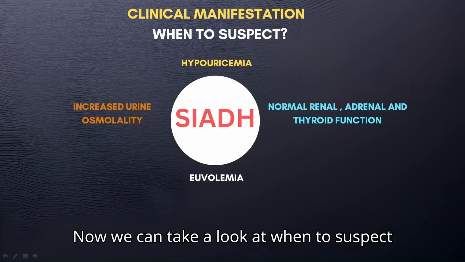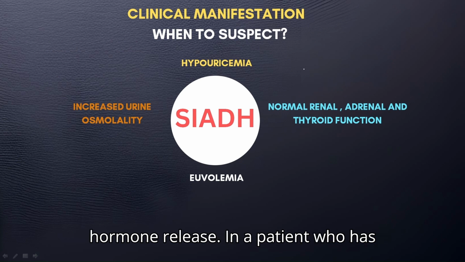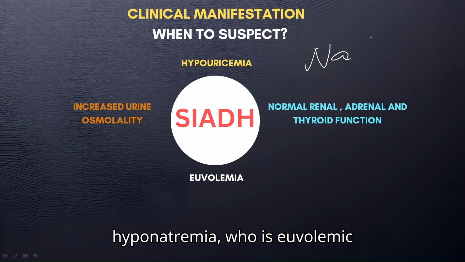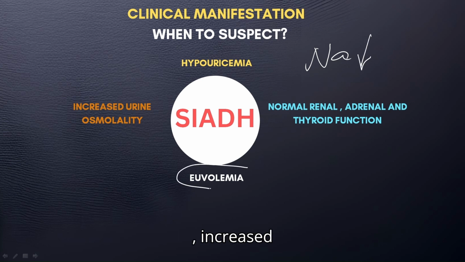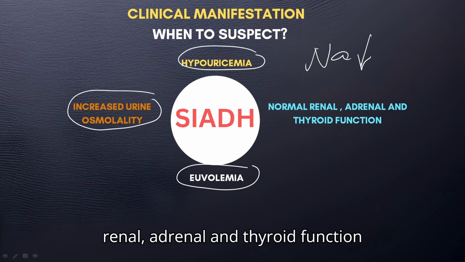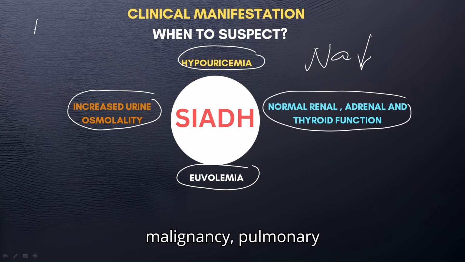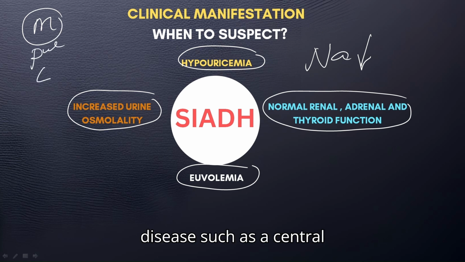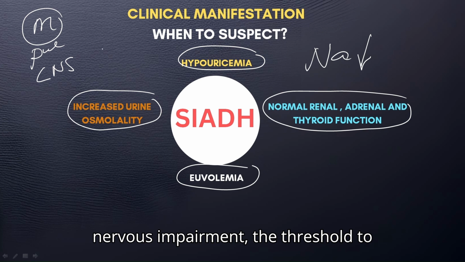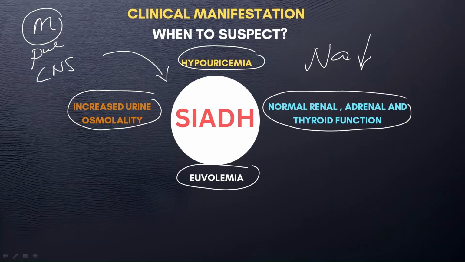Now we can take a look at when to suspect a syndrome of inappropriate antidiuretic hormone release in a patient who has hyponatremia, who is euvolemic, with increased urine osmolality, hypouricemia, and normal renal, adrenal, and thyroid function, plus any of the usual causes such as a malignancy, pulmonary disease, or a central nervous system impairment. The threshold to consider SIADH must be low in such cases.